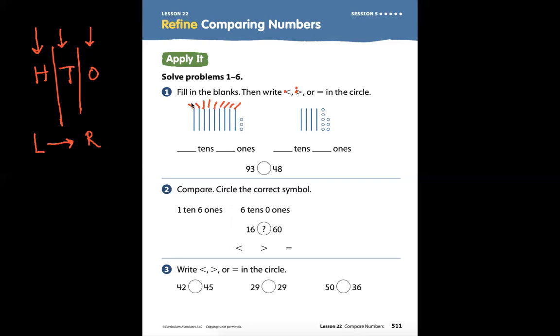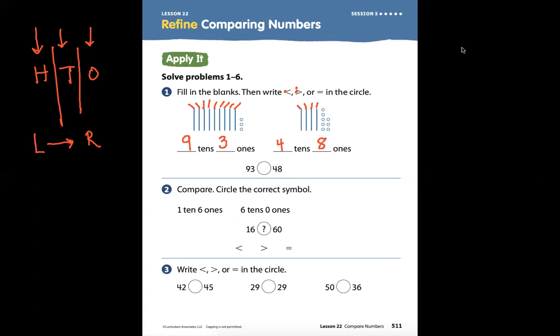Let's count by one. 1 ten, 2 tens, 3 tens, 4 tens, 5 tens, 6 tens, 7 tens, 8 tens, 9 tens. There are 9 tens and 3 ones. Here we have 1 ten, 2 tens, 3 tens, 4 tens, and 8 ones.